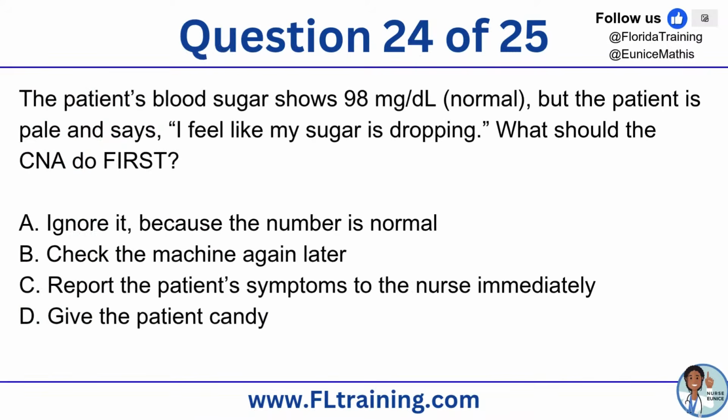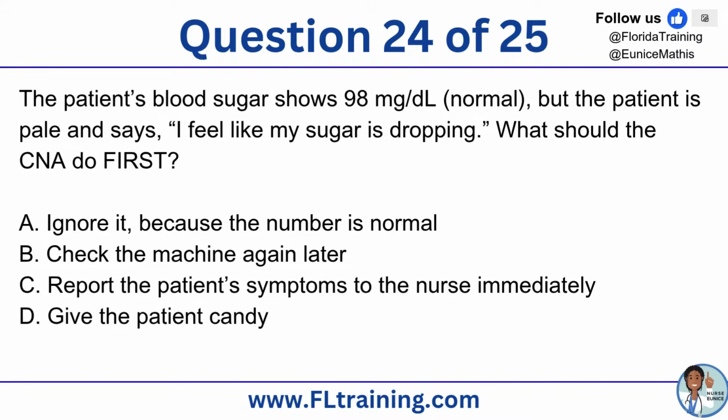Question 24. A patient's blood sugar shows 98 milligrams per deciliter. You all, that's a normal blood sugar reading. So normal, depending on your facility, is anywhere from 80 up to 110. Okay. If they had to do a fasting reading, like 70 to 100 is good. But their blood sugar reading is 98, which is a normal reading.